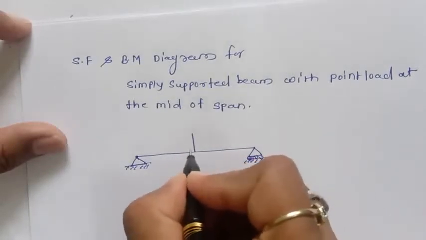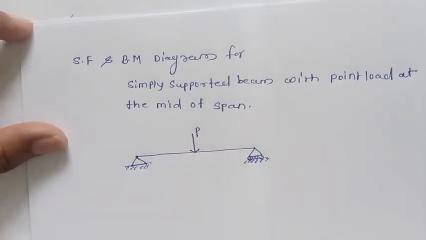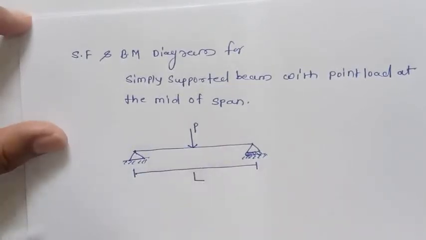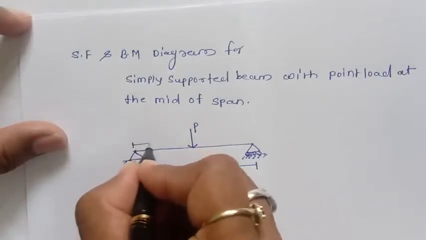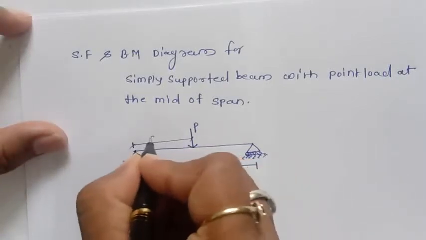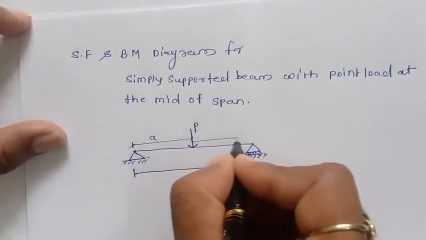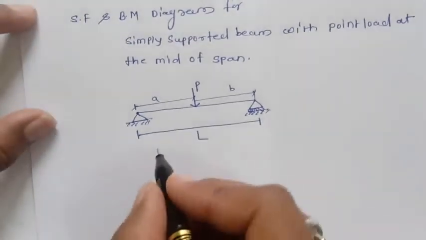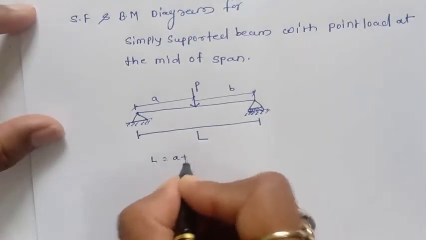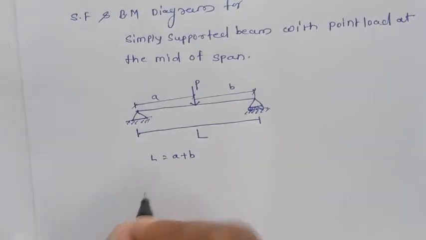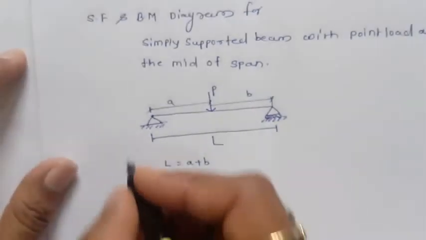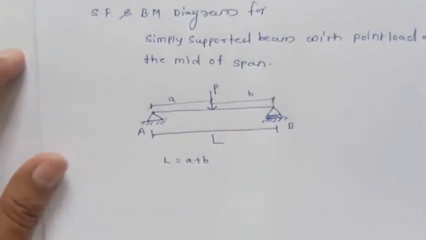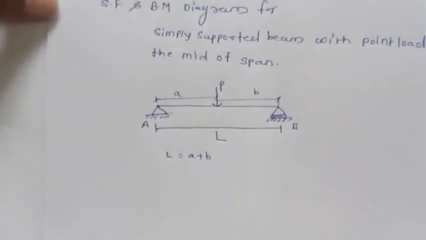And at the mid of span, the point load is acting on this simply supported beam, where this entire length is L, and from here to here this is A, and from here to here this is B. So we can say that L is nothing but A plus B. I'm marking this as point A and this as point B for simplicity of analysis.